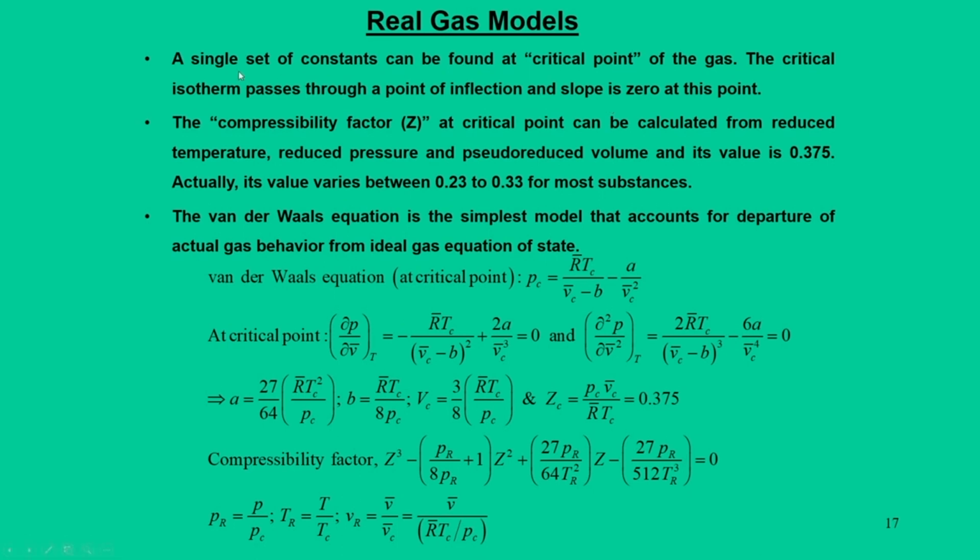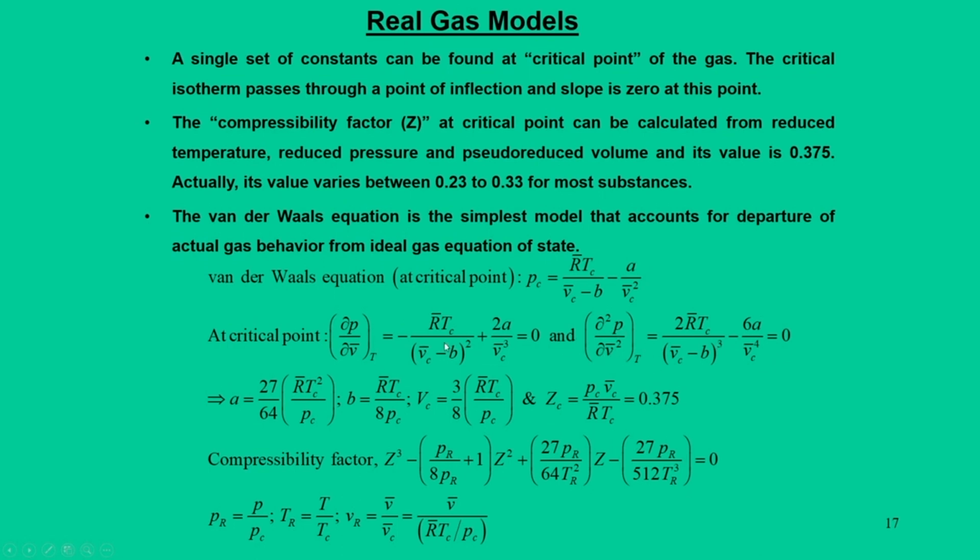So how do you find the values of A and B? One way is to write the Van der Waals equation at the critical point, replacing P with PC, V bar with V bar C, and T with TC. At the critical point, an important phenomenon is that dou P by dou V bar at constant T is equal to 0, and the second derivative, dou square P by dou V bar square at constant T, is also 0.